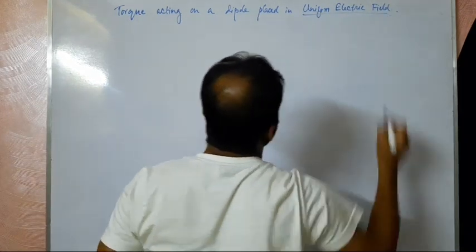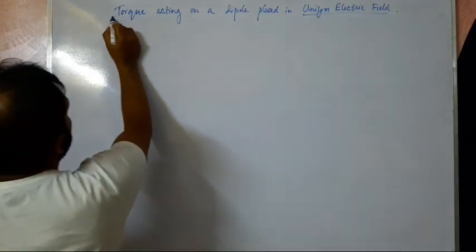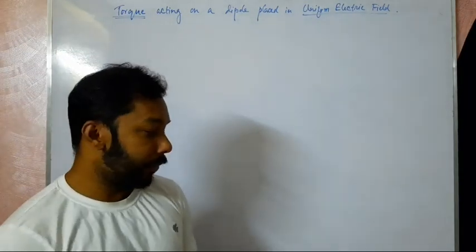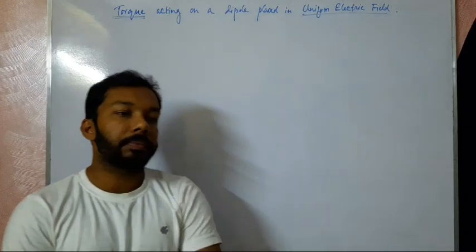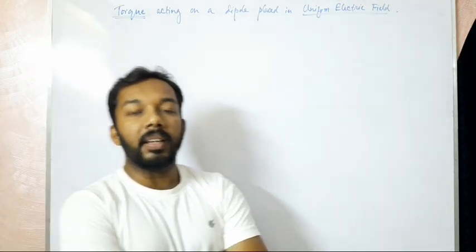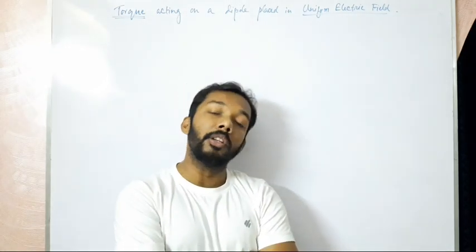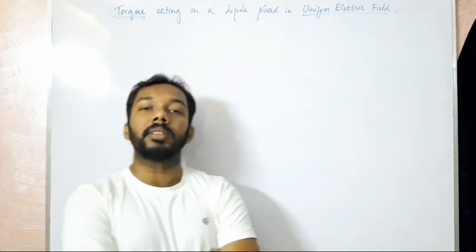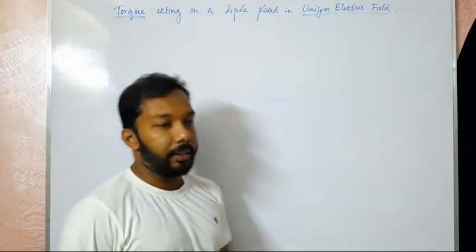Now, what do we mean by uniform electric field? And I guess you all know what torque is. In class 11 you have learned torque. Uniform electric field means a region where the electric field intensity is uniform, the electric field intensity is constant. This region is called a uniform electric field.